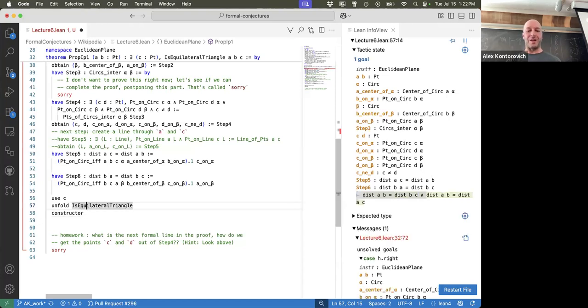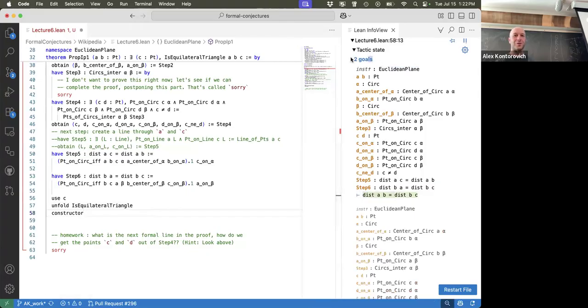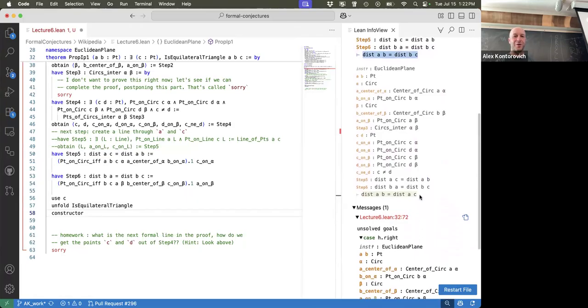Before constructor, before this line, before that move, we had one goal. You see up here, one goal. That one goal is these two things. And then I said constructor, and all of a sudden we have two goals. One goal is the first part, and then there's a whole other goal down here, which is the second part.